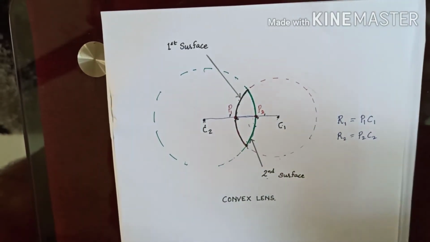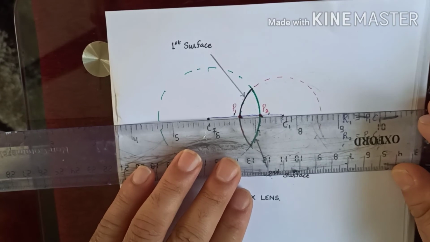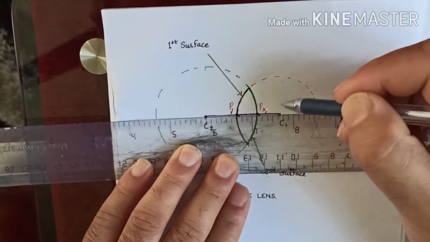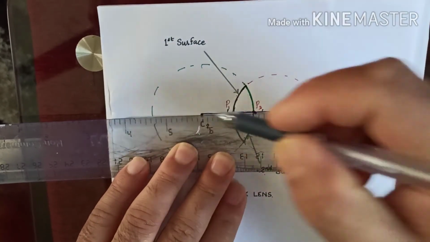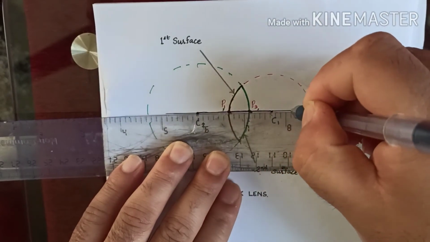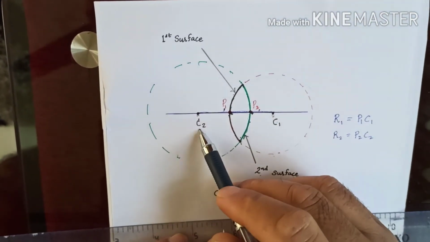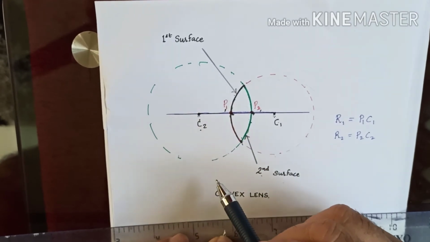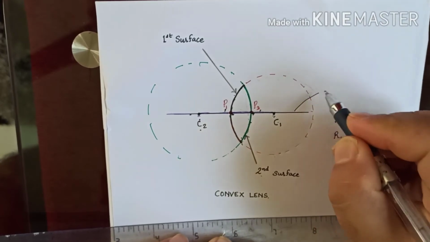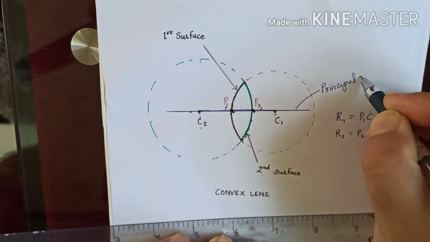If we join these two centers C1 and C2 by a straight line like this and extend this line beyond C1 and C2, then this straight line passing through the centers of curvature of the two surfaces and extended on both sides is called the principal axis of the lens.